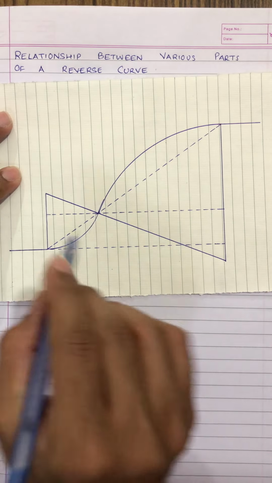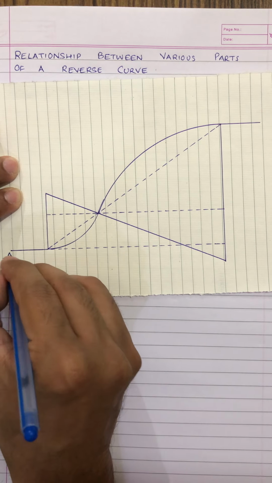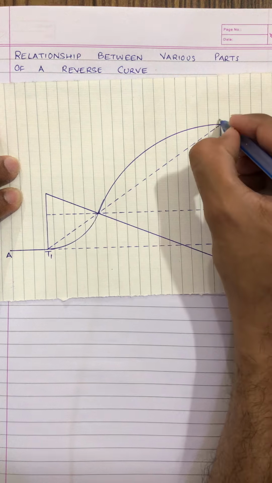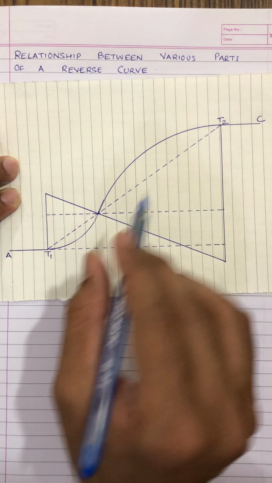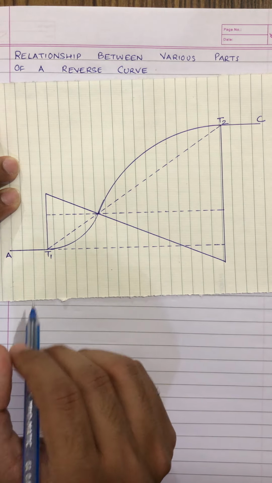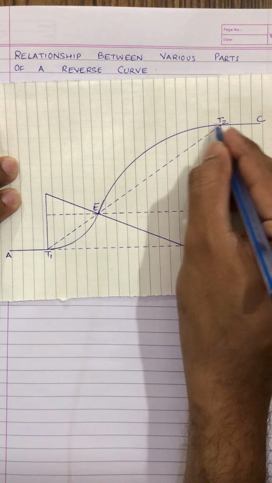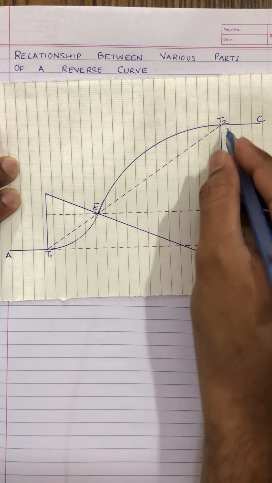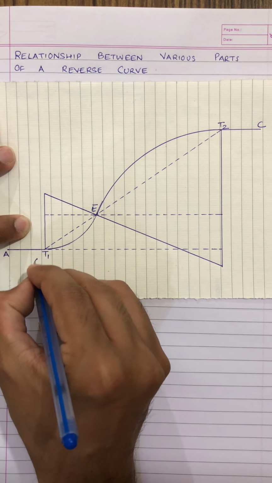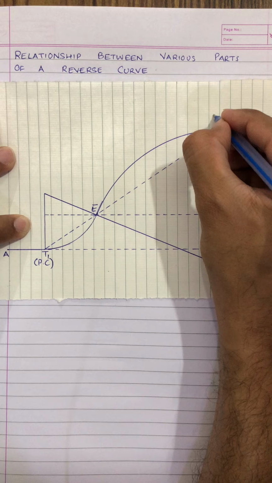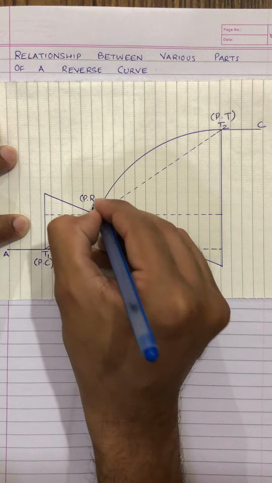In this figure, these are the two parallel straights. Suppose this is straight AT1 and this is straight T2C. These two straights AT1 and T2C both are parallel to each other. And this is the reverse curve. This curve is T1E and this curve is T2E. We know that T1 is known as the point of curve, T2 is known as the point of tangent, and E is known as the point of reverse curvature.